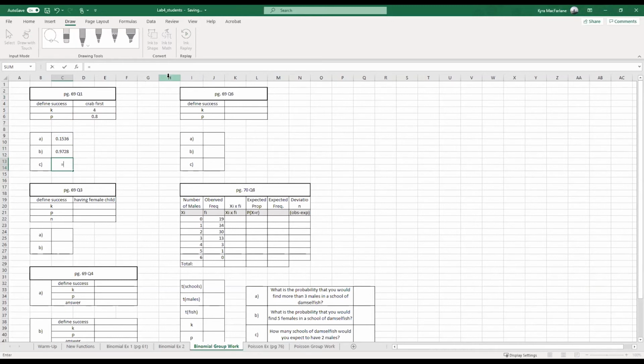And finally, what is the probability that it will eat the crab first in all 4 trials? So binom.dist 4, 4. So 4 out of 4 trials, and it is not cumulative.